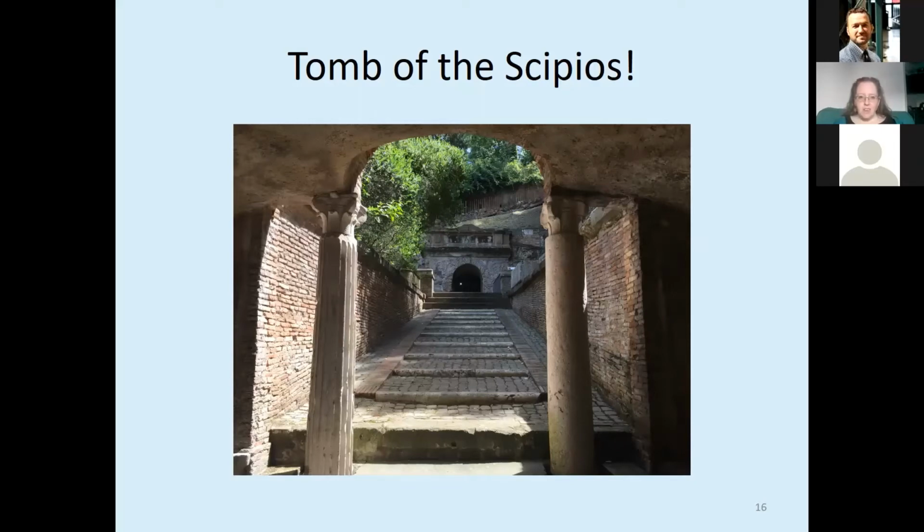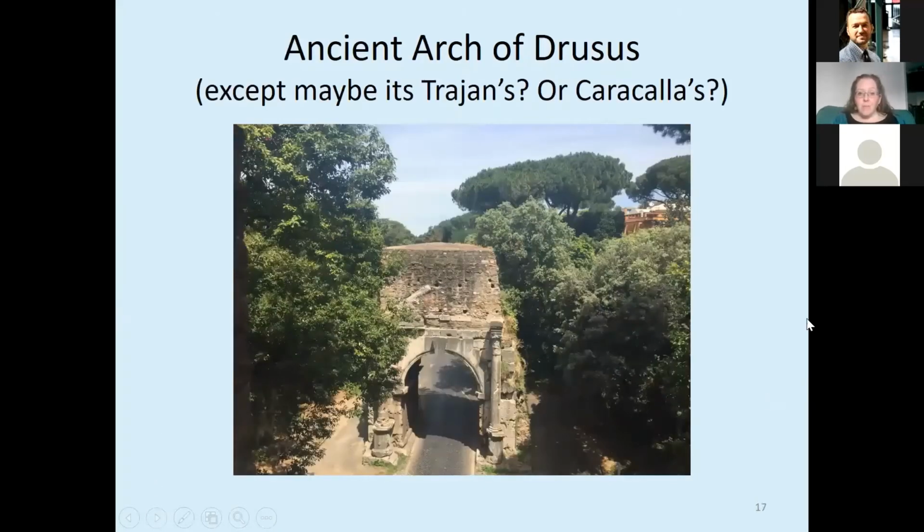So I just took this picture, sadly, longingly, from the grate at the gate. Although you can kind of see there's a light back there. Very mysterious. So yeah, the tomb of the Scipios is there. You walk along, keep on going. There's some kind of arch.